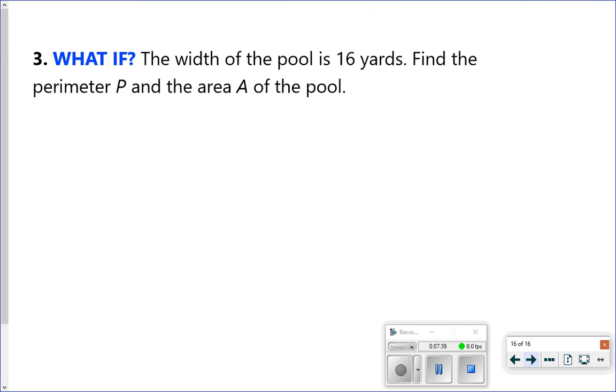All right, my last one here. The width of the pool is 16 yards. Find the perimeter and the area of the pool. Go ahead and pause the video and try these problems. Let's see if you're right.